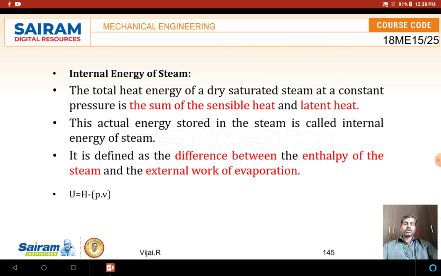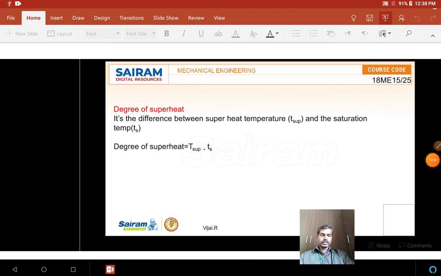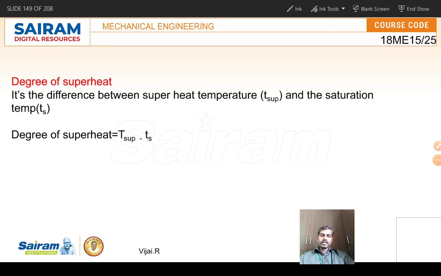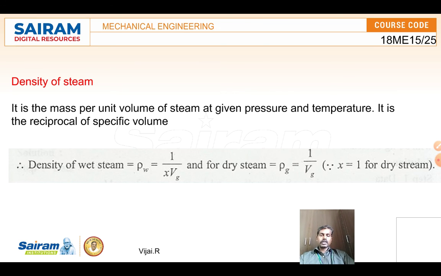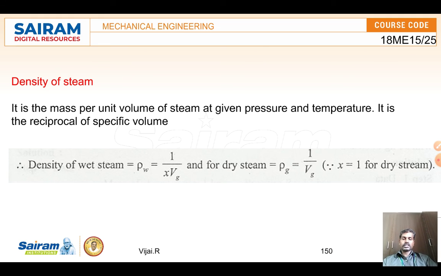So now the degree of superheat is the difference between the superheated steam temperature and the saturation temperature. And what is the density of steam? It is the mass per unit volume for the given pressure and temperature. It is the reciprocal of the specific volume, which we have already discussed. So 1 by Vg and 1 by x into Vg, that is the density here. We will solve some problems in the next videos.